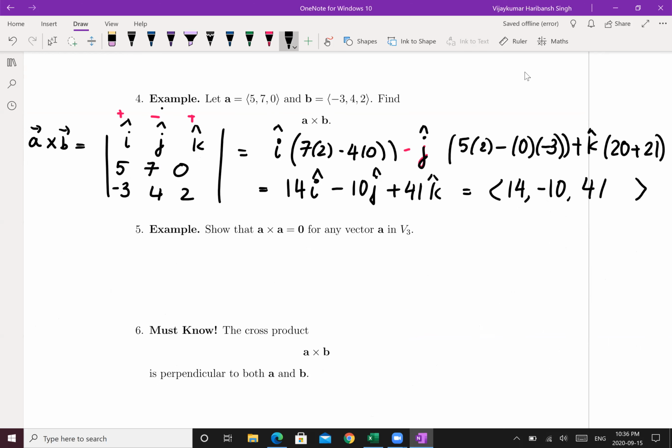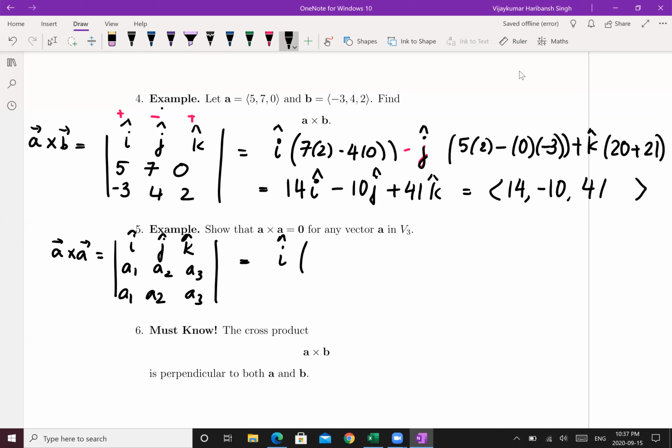Now let's show that A cross A is 0 for any vector in V3. There are many ways to look at it. One way is that A cross A is the same as the determinant of i, j, k, A1, A2, A3, and A1, A2, A3. Note that the determinant is 0 if two rows are equal. So you can think about it that way, or you can really multiply it out.